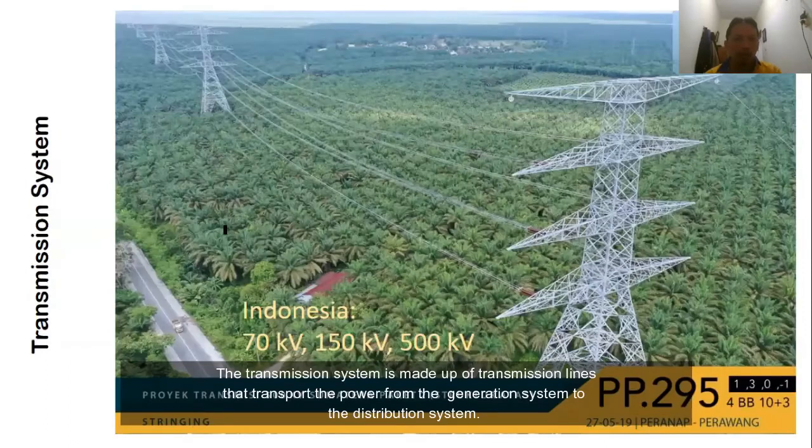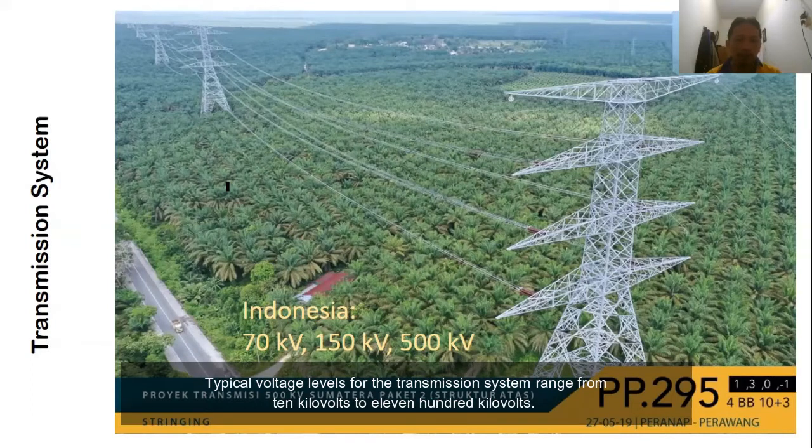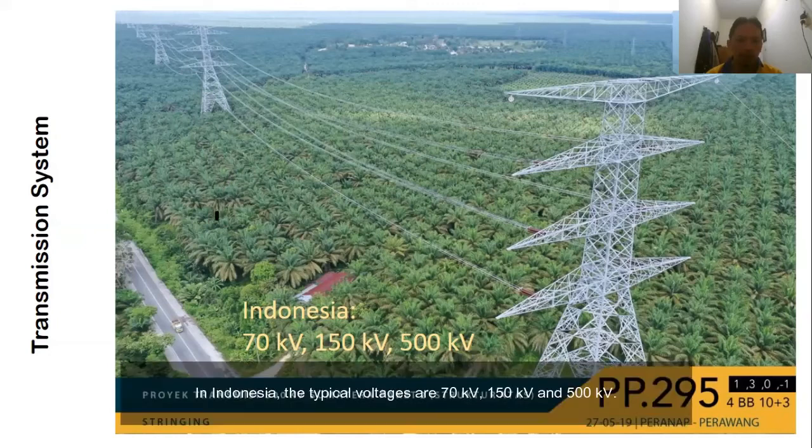The transmission system is made up of transmission lines that transport the power from the generation system to the distribution system. Typical voltage levels for the transmission system range from 10 kilovolts to 1100 kilovolts. In Indonesia, the typical voltages are 70 kilovolts, 150 kilovolts, and 500 kilovolts.